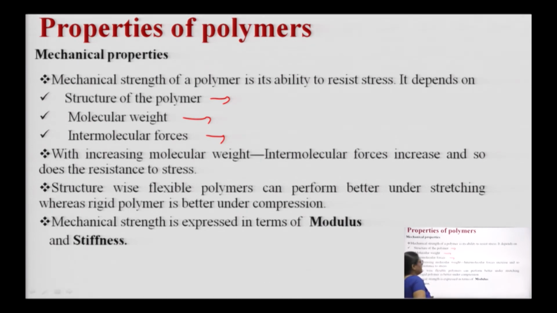Structure wise, if we see, flexible polymers can perform better under stretching, whereas rigid polymers are better under compression. The important measures for mechanical strength of polymers are modulus, usually referred to as modulus of elasticity, and stiffness. Higher the modulus of elasticity, lesser will be the stiffness of the polymer. So, they have a reciprocal relationship.